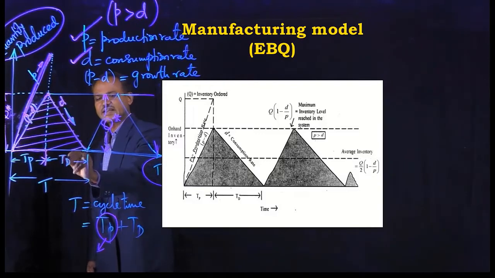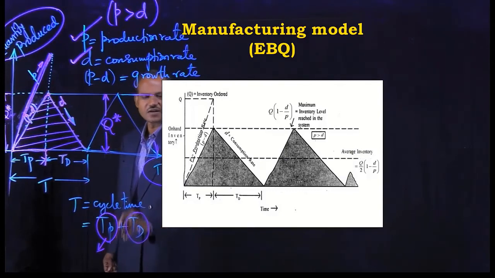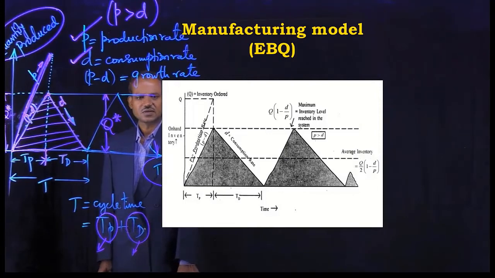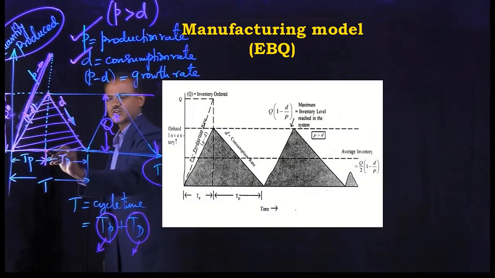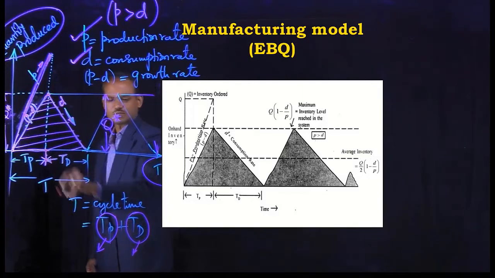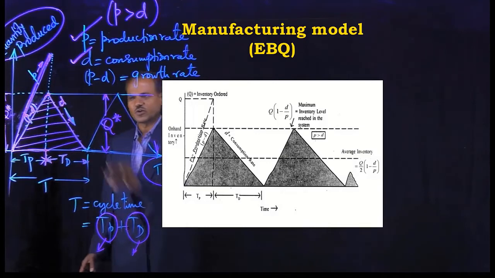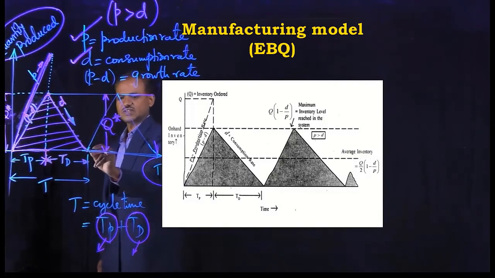So TD, one more new time, TD. What do you mean by TD? Depletion time. Our produced stock will be depleted. Therefore, that corresponding time is known as depletion time. During depletion time TD, our produced stock will be over. At a certain instant of time, it may reach the 0 level.